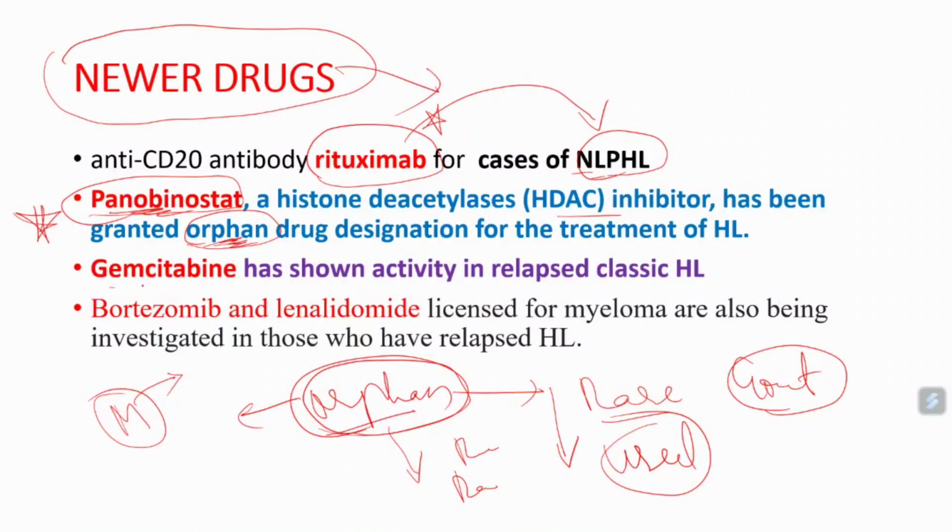Gemcitabine is another newer drug which has activity in relapsed classic Hodgkin's lymphoma. Bortezomib and lenalidomide are licensed for myeloma, and they are being investigated for many other relapsed Hodgkin's lymphoma conditions. So these are the different newer drugs used for Hodgkin's lymphoma.